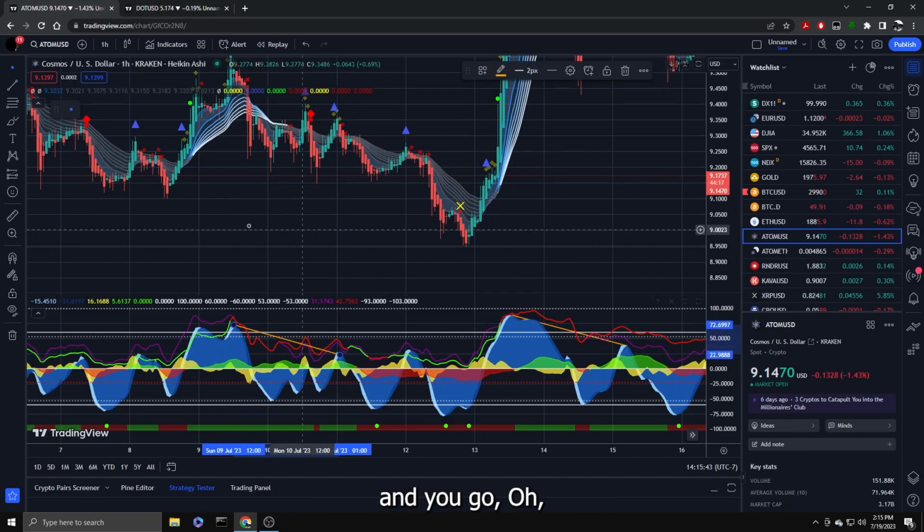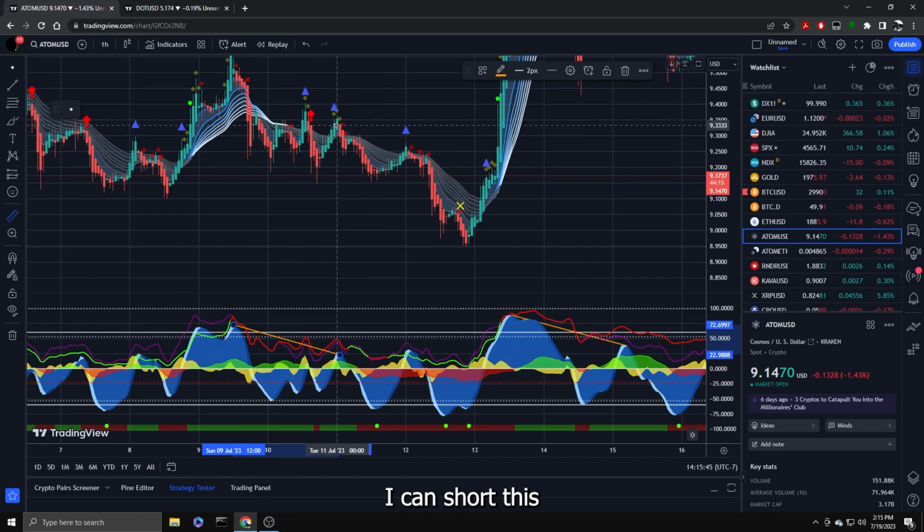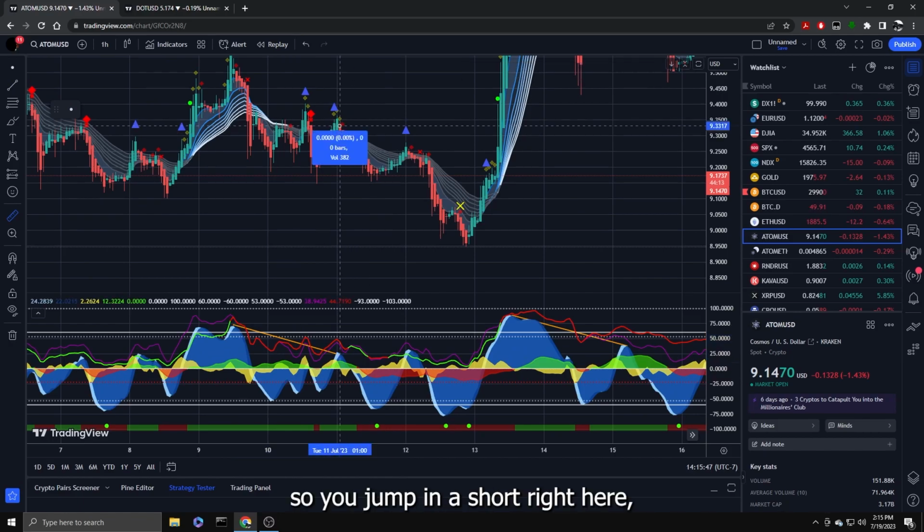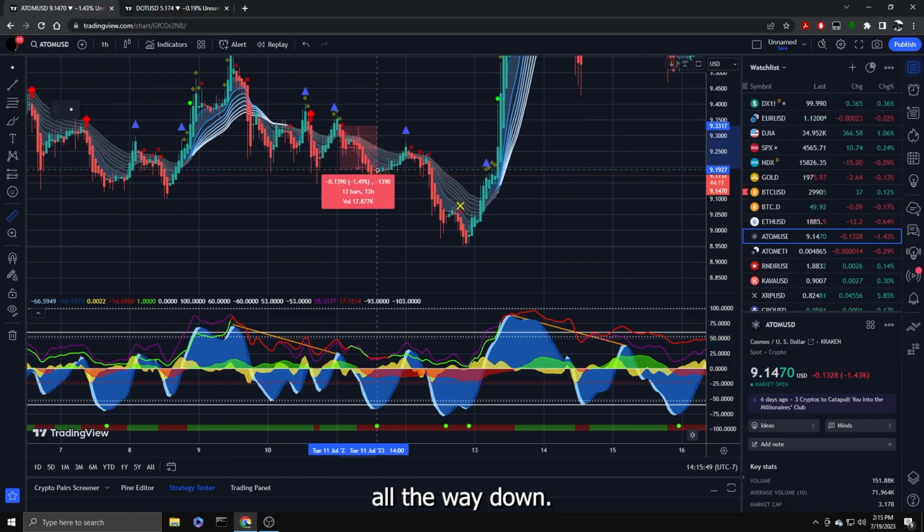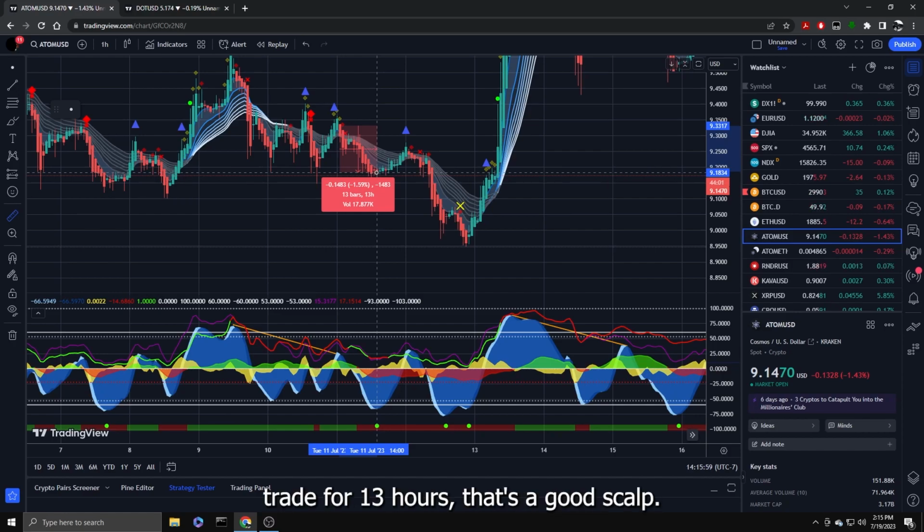right here, and you go, oh, I can short this. So you jump into short right here, and you ride that momentum all the way down. Yeah, you made profit, but it was 1.5% in 13 hours. So if you're willing to stay in a leveraged trade for 13 hours, that's a good scalp. If that's what you're into, you could do that.